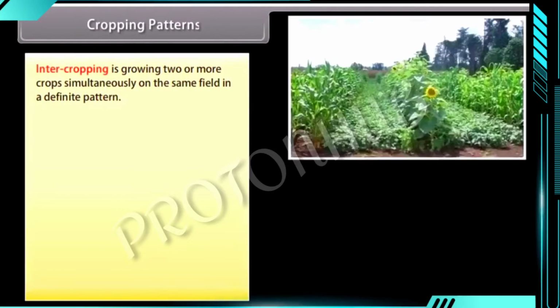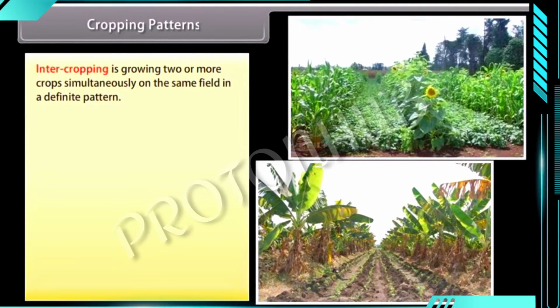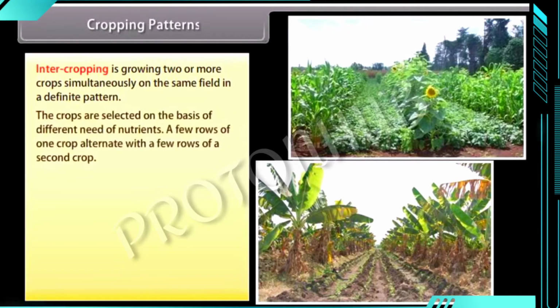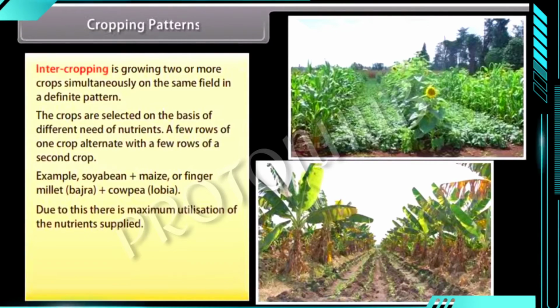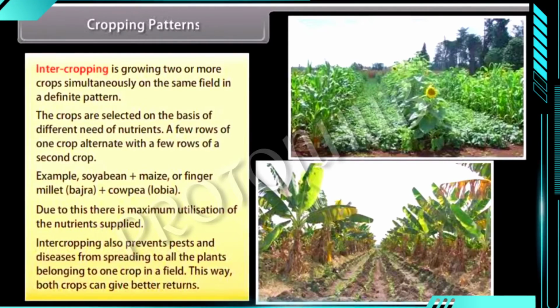Intercropping is growing two or more crops simultaneously on the same field in a definite pattern. The crops are selected on the basis of different need of nutrients. A few rows of one crop alternate with a few rows of a second crop. Example, soybean plus maize, or finger millet bajra plus cowpea lobia. Due to this, there is maximum utilization of the nutrients supplied. Intercropping also prevents pests and diseases from spreading to all the plants belonging to one crop in a field. This way, both crops can give better returns.